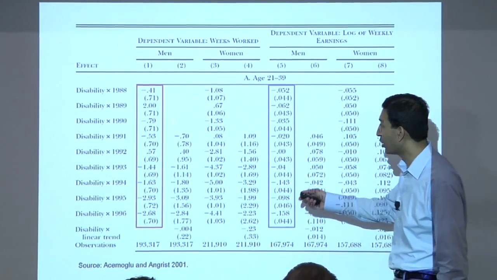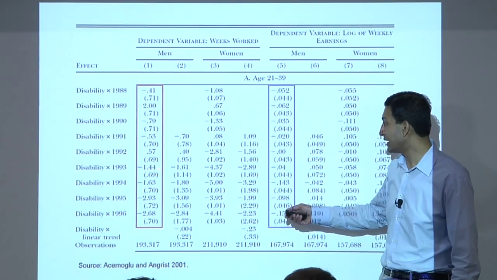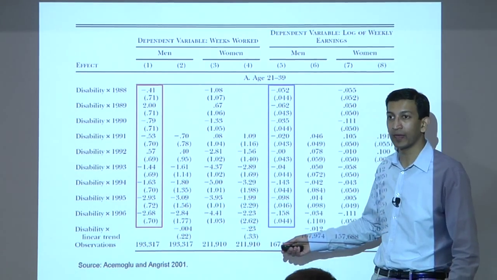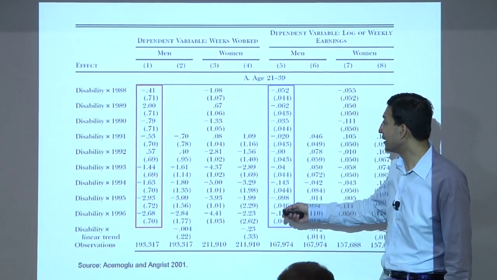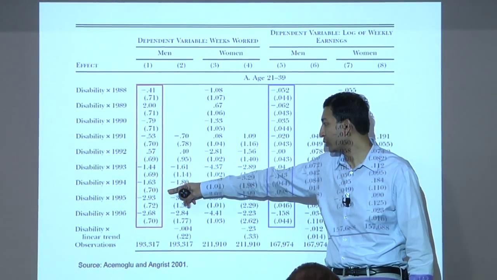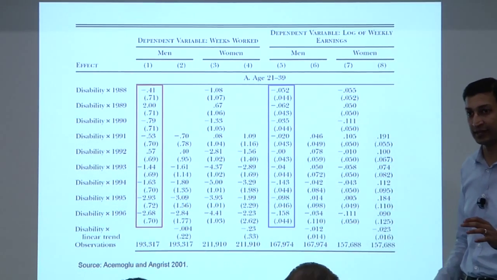And the key thing that you want to look at is how those coefficients change in 1993. And you can see that before, the coefficients are all statistically insignificant and relatively close to 0. And then right in 1993, the number of weeks employed falls by 1.44, 1.63, and so forth. So you can see this divergence starting exactly in 1993.